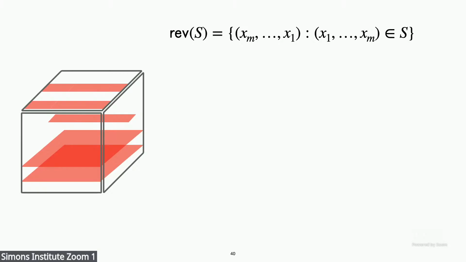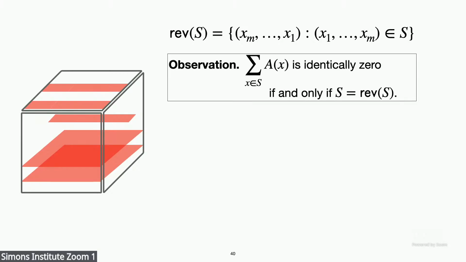Okay, so to understand what's going on here, I'm going to define the set rev of S, where I take every point in S and write down its reversal. And the observation is that if I have this anti-symmetric function on this hypercube, so this is going to be like R minus R transpose, this is identically 0 when I sum over a set S if and only if S is symmetric under this reversal, invariant under this reversal operation. So this is a generalization of the fact that the dual of an antisymmetric matrix is a symmetric matrix.